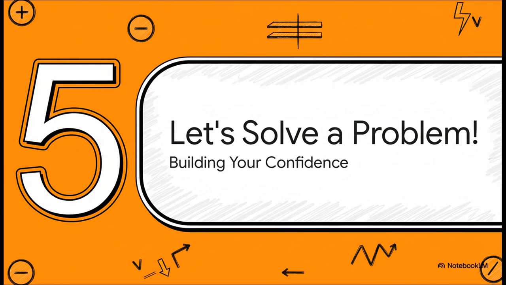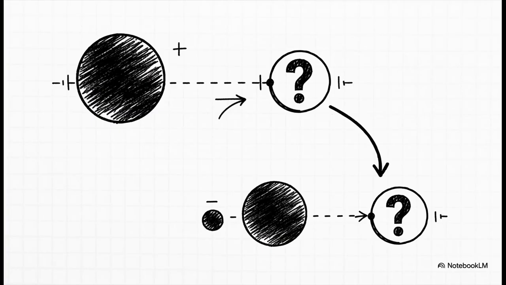Okay, enough of the theory. The real confidence for your exams comes from practice, right? So let's solve a classic problem together straight from your textbook. Don't worry, we'll go step by step, and you'll see how easy it is. All right, problem time. This is example 2.1.